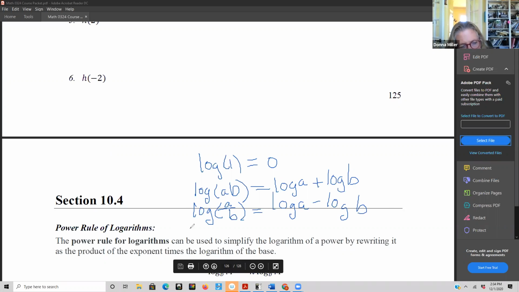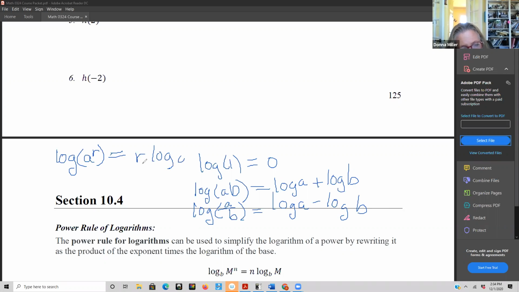And I got one more that we're going to talk about, which is the power rule. Log of a to the r. So this is like taking a power to a power, you multiply. So it's r times log a. This just comes out front. These are your basic log rules that you're going to be working with. They focus here on the power rule in these notes, but I would know those three rules, these guys right here.